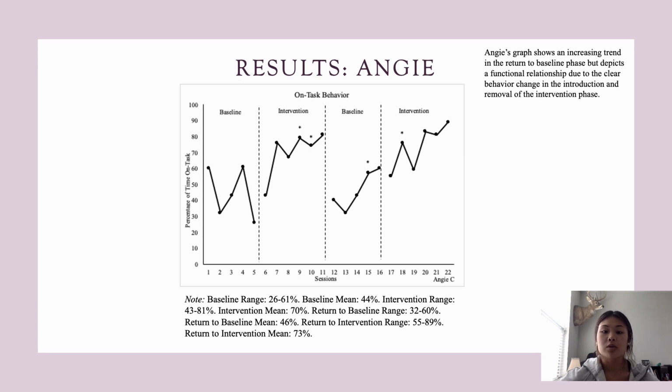very close to my first intervention range and mean, which shows a clear functional relationship that when we use the intervention, or when I use the intervention, I had an increase of on-task behavior during my intervals, and when we had to remove the intervention or return to baseline phase, my results and my percentages were lower once again.